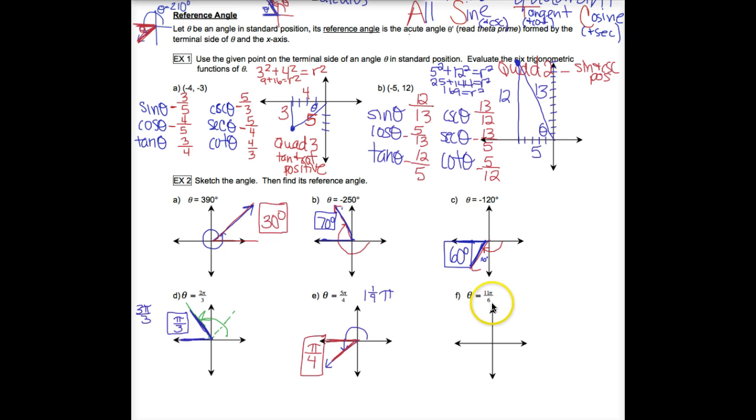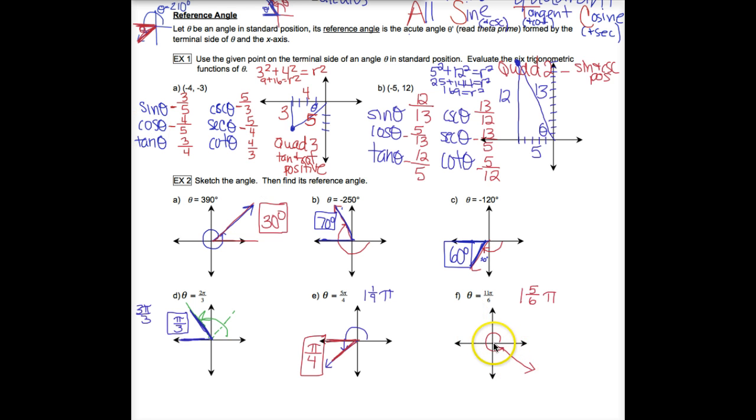All right, 11 pi over 6. 6 goes into 11 one time with 5 left over. This is 1 5/6 pi. So here's 1 pi. 3/6 would be to here. So 5/6 is almost all the way around. So 1 5/6 pi goes right to here.